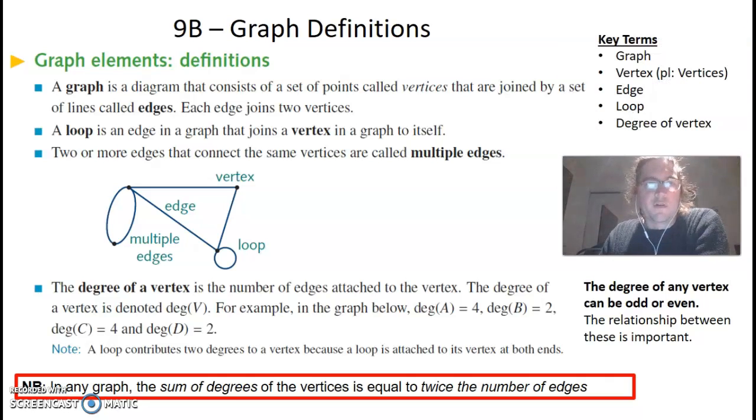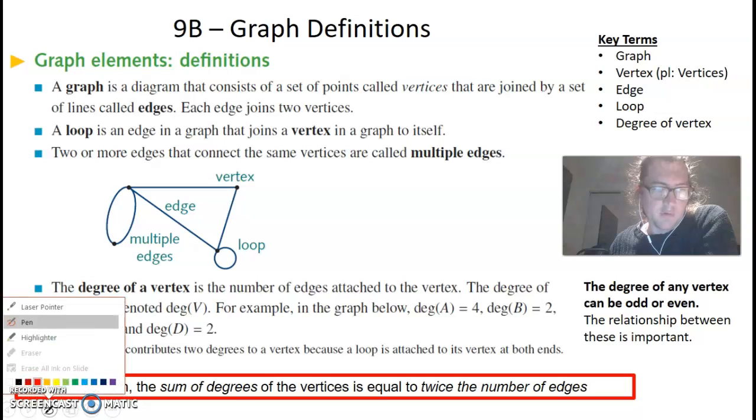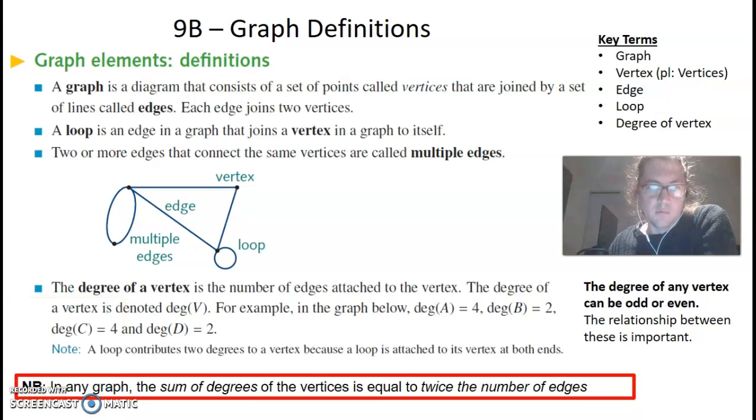Okay, so graph elements. The definitions. A graph is a diagram that consists of a set of points called vertices. So these little dots, I suppose you'd call them, are called vertices for plural, or vertex for singular. So one single dot is a vertex. The plural is vertices. The lines that join them together are called edges. So this blue line here is an edge, and an edge will join two vertices together.